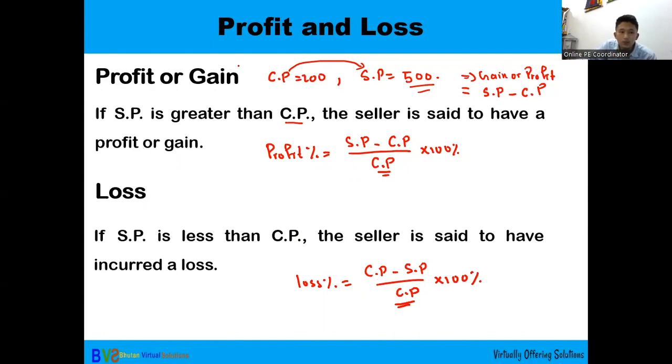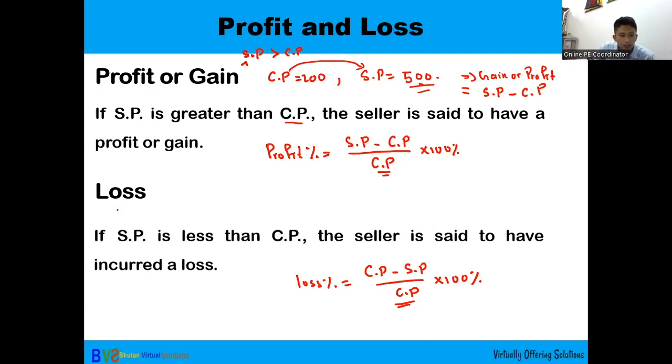In profit, what you need to know is that your selling price will always be greater than the cost price. That is why you are gaining a profit. Otherwise, selling price minus cost price would give a negative value.